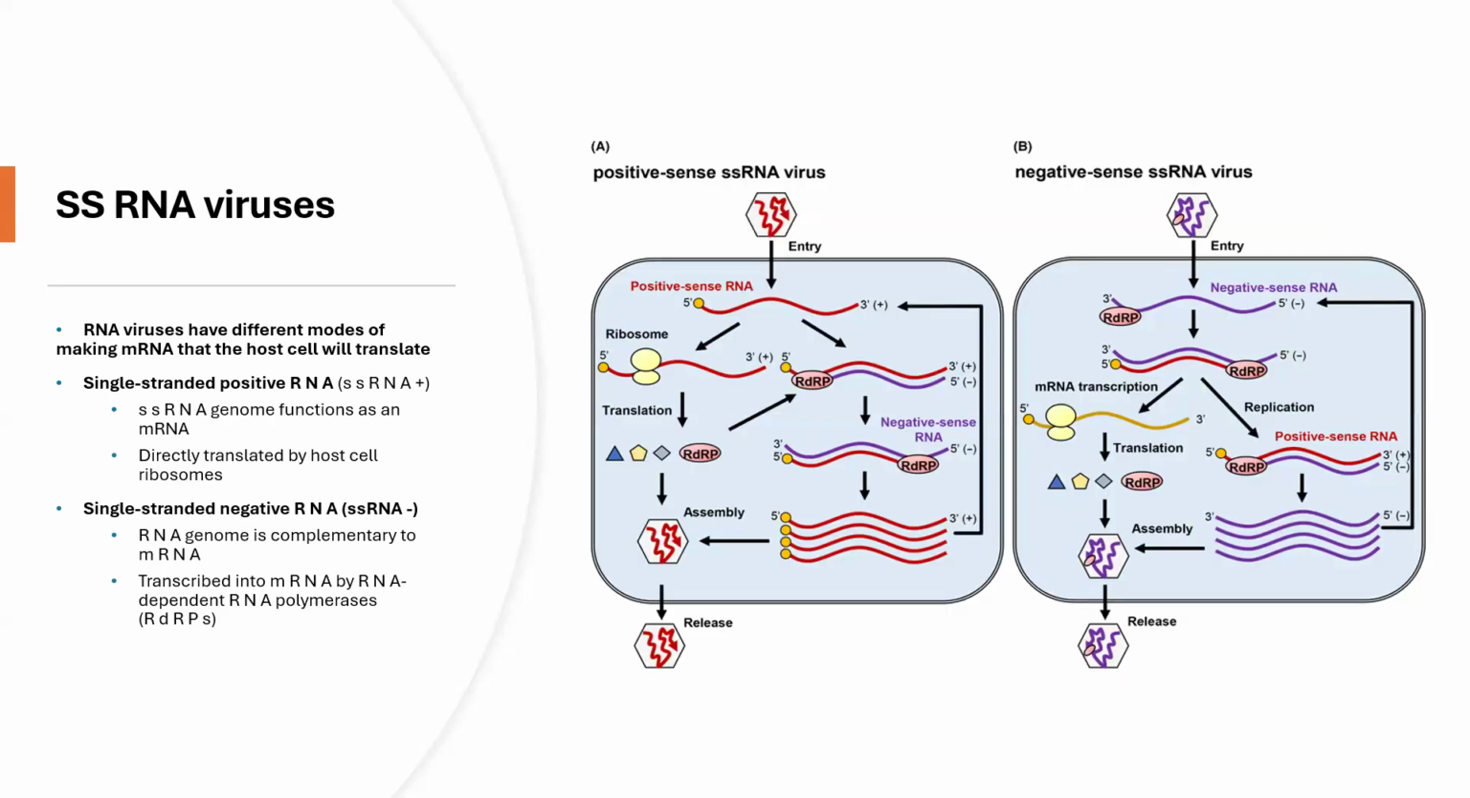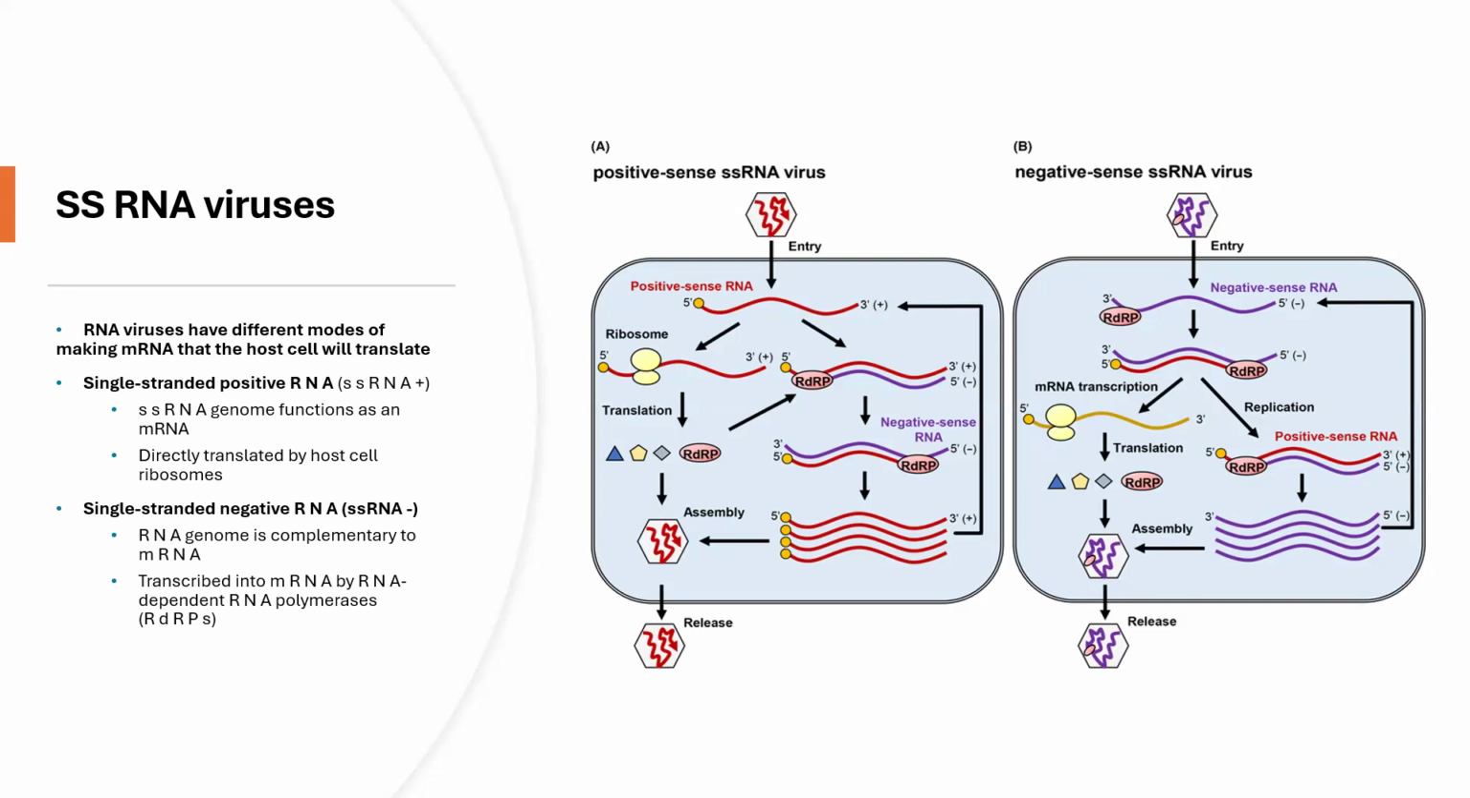When we have single-stranded RNA viruses, it's a little bit different. You can have your positive sense RNA viruses. If you have a positive sense RNA, this is where it gets a little bit confusing. The negative DNA makes a positive RNA. The positive RNA is the same thing as mRNA. And so it can be directly translated by the host ribosome.